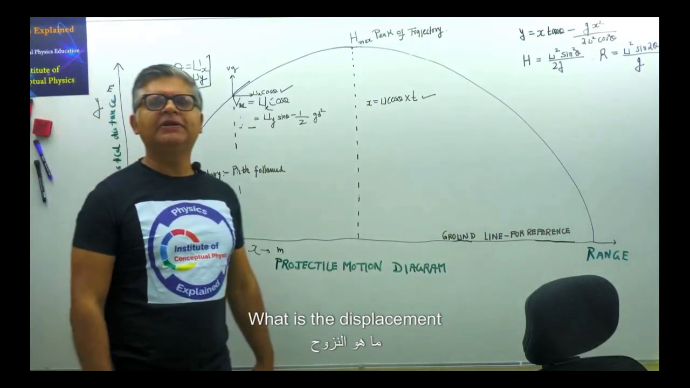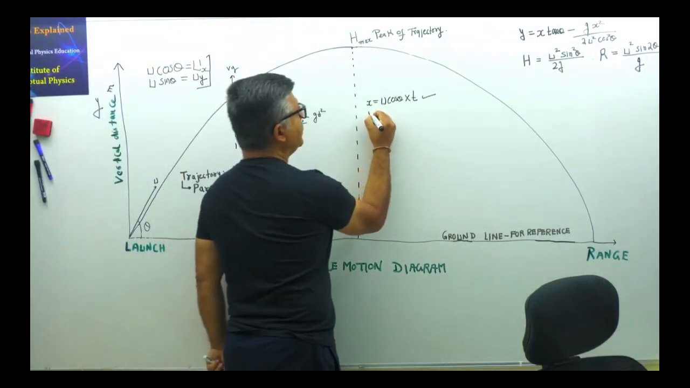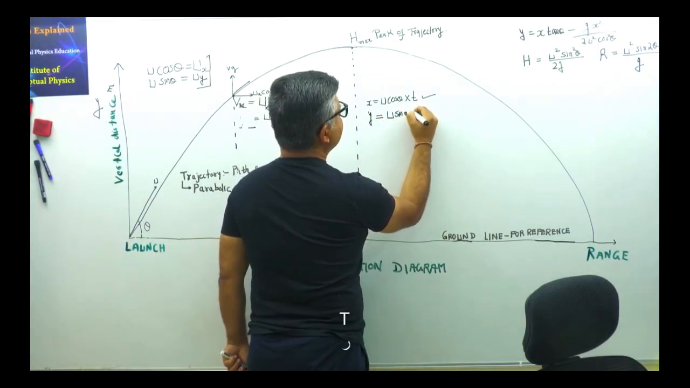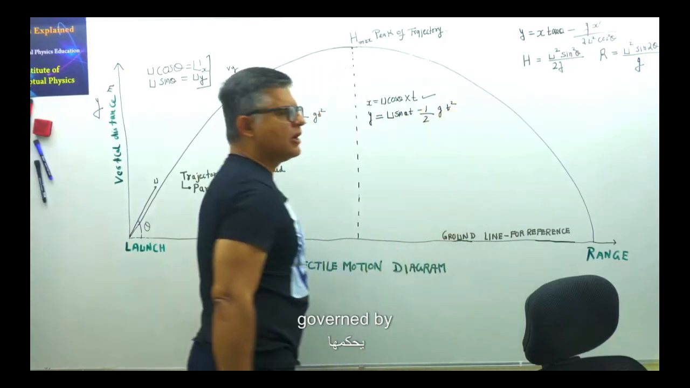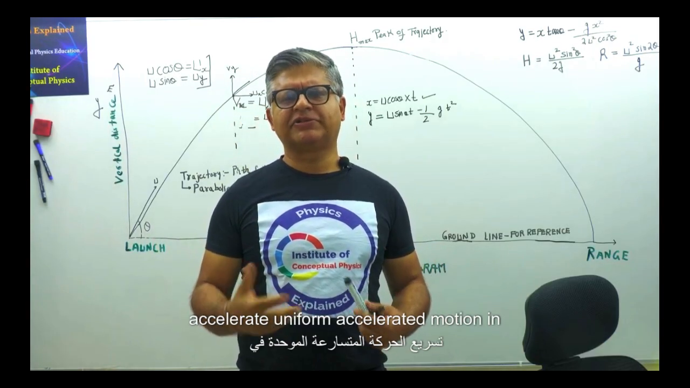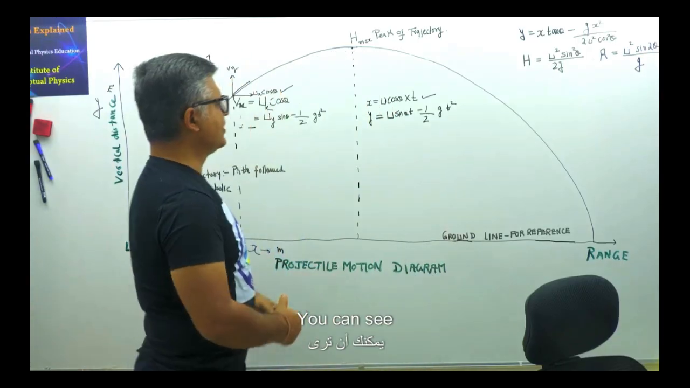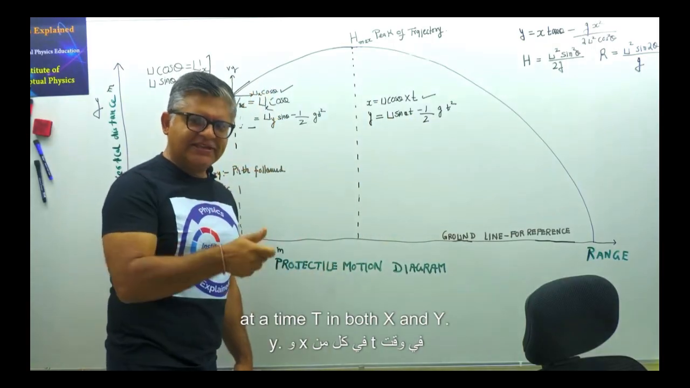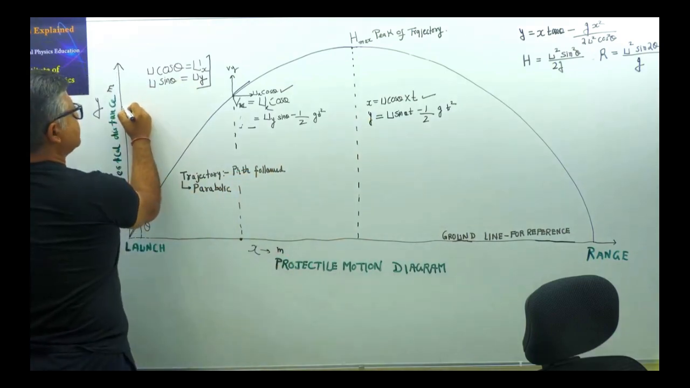What is the displacement of the projectile from the origin in the vertical axis? y is equal to u sin theta t minus half g t squared, governed by the second equation of motion, uniformly accelerated motion in the y-axis, only gravity. You can see we can find the position of the projectile at a time t in both x and y. So this y is this.